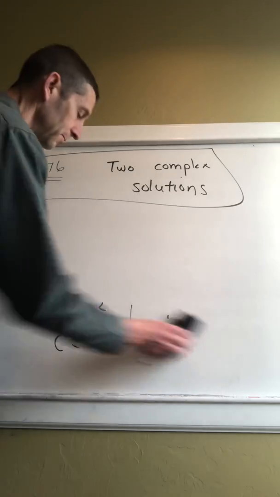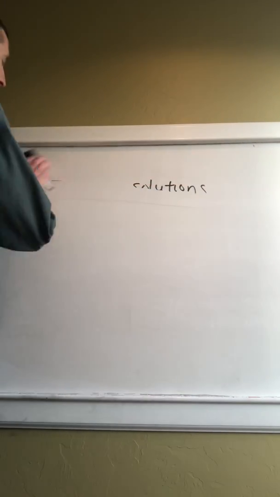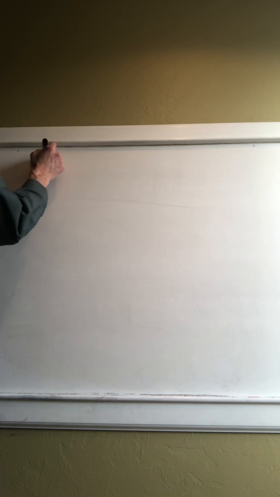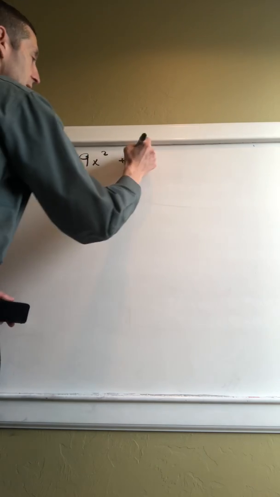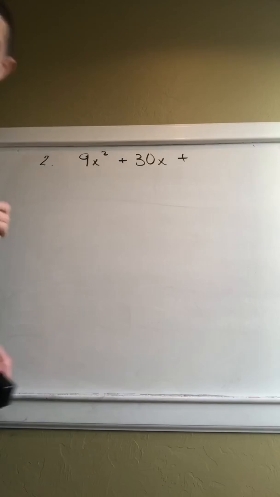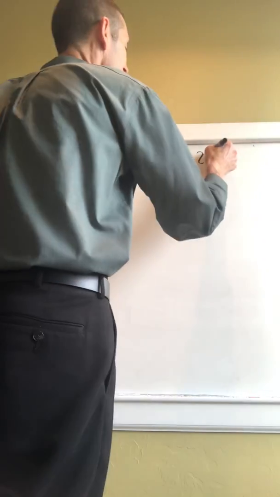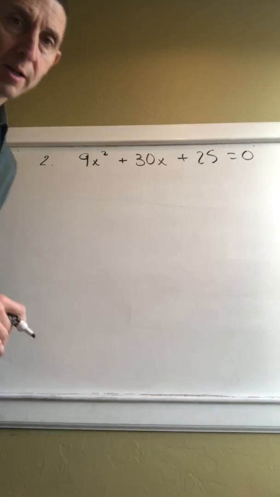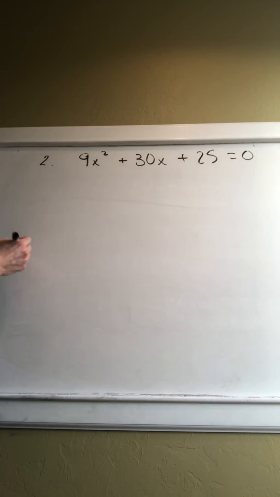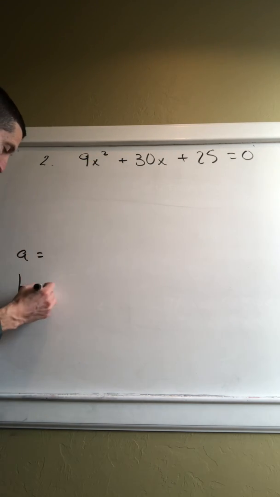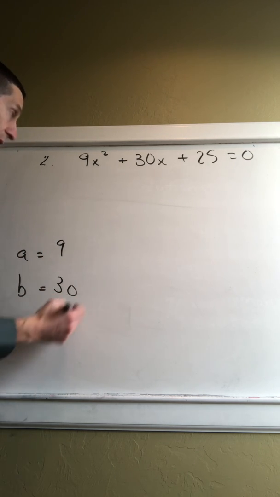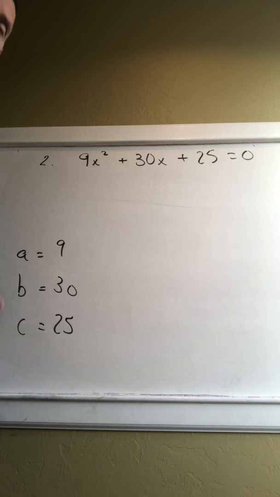All right, let's do a couple more. I think once we do a few of these, it's going to be pretty easy compared to the problems we have been doing. So that was number one. Let's do number two: 9x squared plus 30x plus 25 equals 0. Running our same old plan as always, finding our A's, B's, C's. We've got 9, 30, and 25.